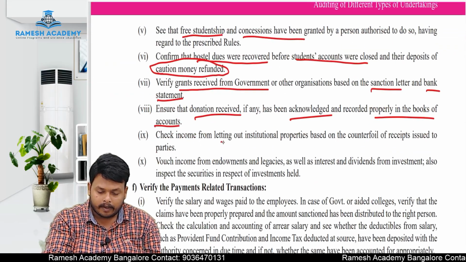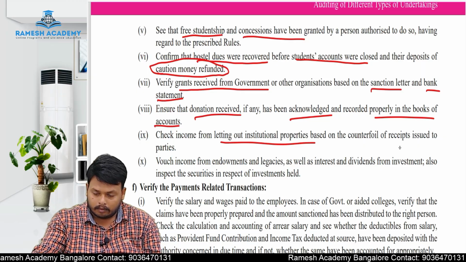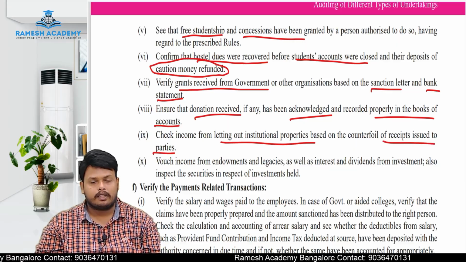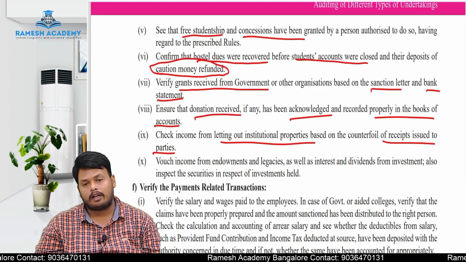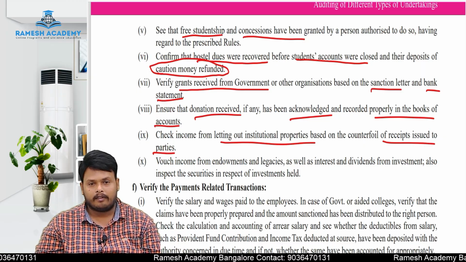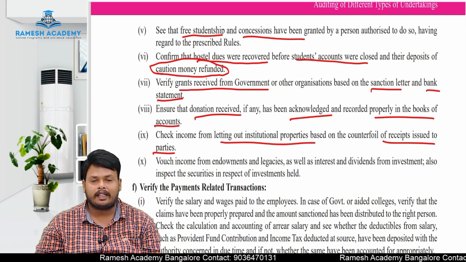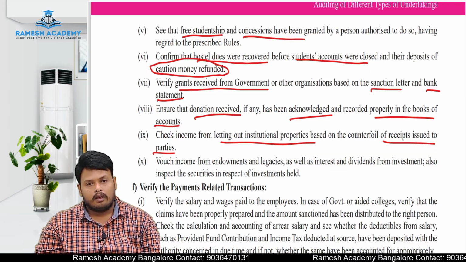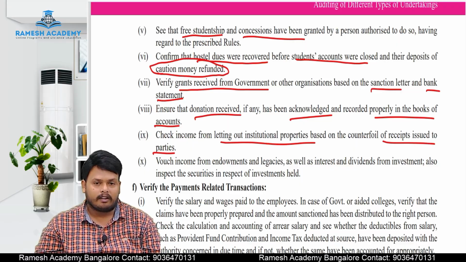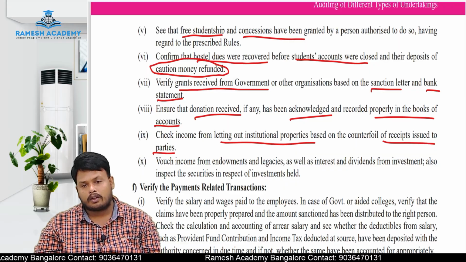Check the income from letting out institutional premises based on the receipts issued to parties. Yes, in the case of an educational organization, they used to get letting out income also. Let out income is like, sometimes if they are giving a parking contract to some other vendors, in that case they will get the parking income. If they are giving the canteen to some other people, they will get canteen income. If they are giving the playing game court to another person, that also they will get income from. In these kinds of incomes, if the educational institution is receiving, the auditor has to check the same.